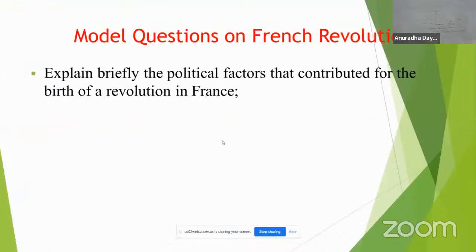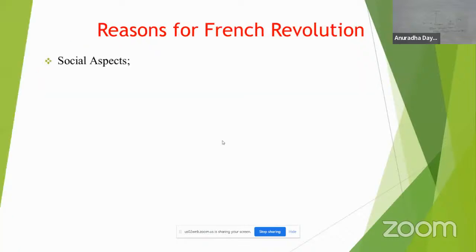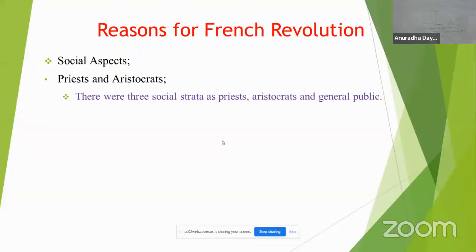Now see, this question can come as a model question: explain briefly the political factors that contributed to the birth of a revolution in France. This is the only question that can come from the reasons, but you should know the social reasons also. Priests and aristocrats were enjoying all the privileges. There were three social strata: priests, aristocrats, and the general public.